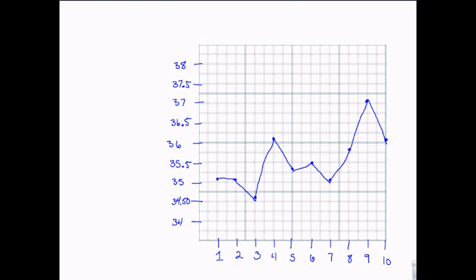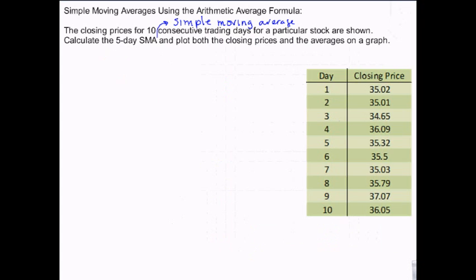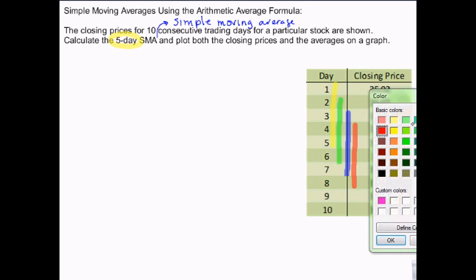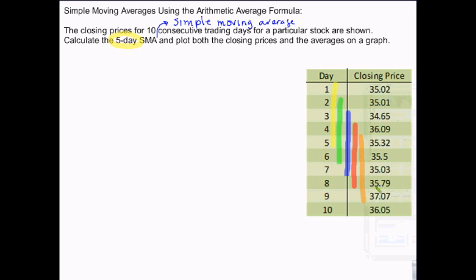All right, so we're going to calculate a 5-day simple moving average. That means it's 5 days and it moves. That's why it's called a simple moving average, because it moves. So what we do is we start and we do days 1 through 5. And then we do days 2 through 6. And then we do days 3 through 7. And then we do days 4 through 8. Need more colors. Orange. And then we do 5 through 9.